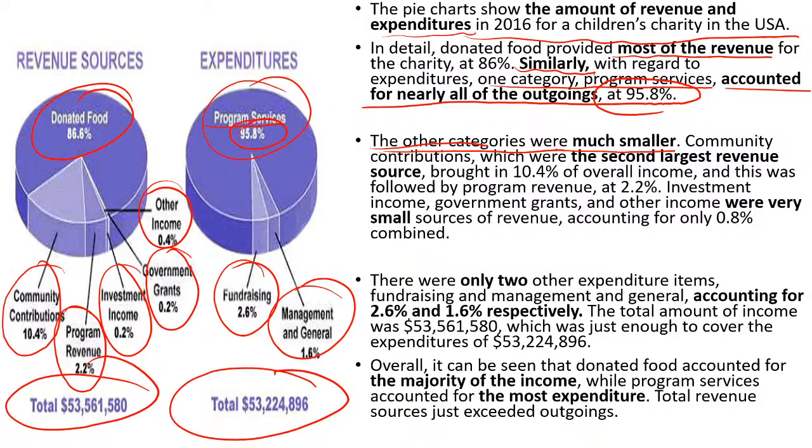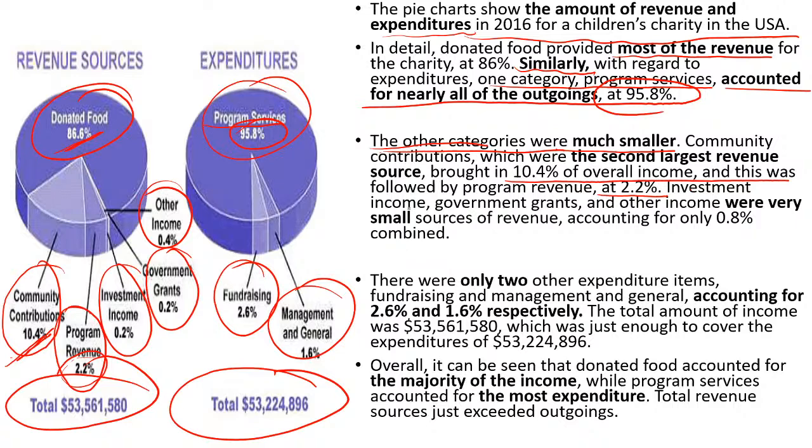Community contribution was the second largest revenue source. Why is it the second largest? Because after 86.6%, this is the second largest at 10.4%. So it brought in 10.4% of overall income, and this was followed by the program revenue, which was 2.2%.